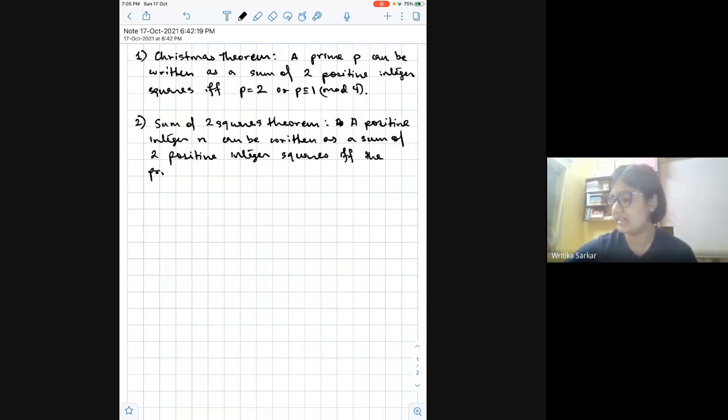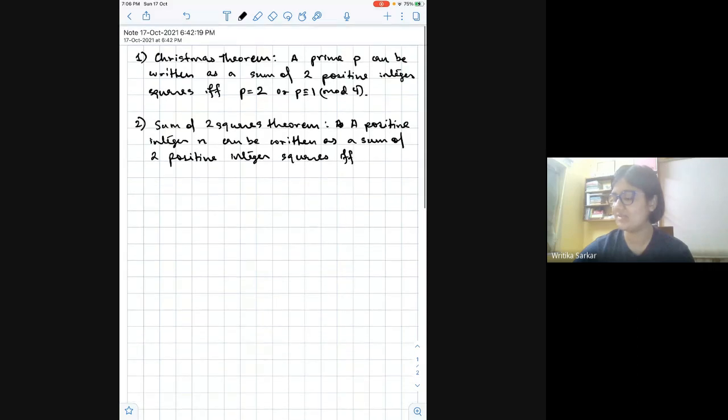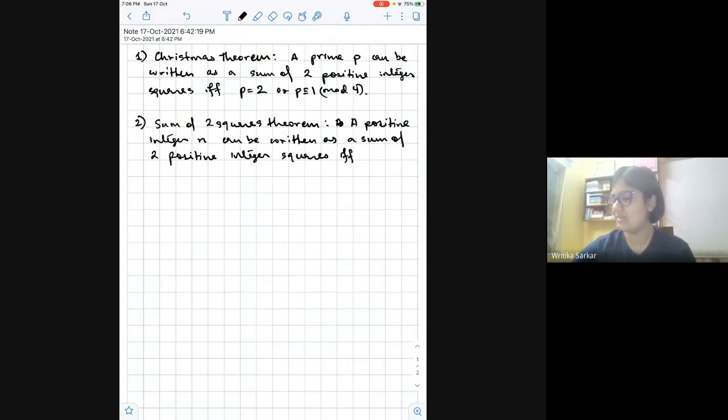I think I'm messing the statement here. Yes, this is what happens. I think this is the first time I'm doing something like this in front of a lot of people, so I'm naturally a bit nervous. So let me see what the statement is. A positive integer n can be written as a sum of two positive integer squares, if and only if, I'll just check the statement once. Why am I messing this up? Yeah, right. Sorry.